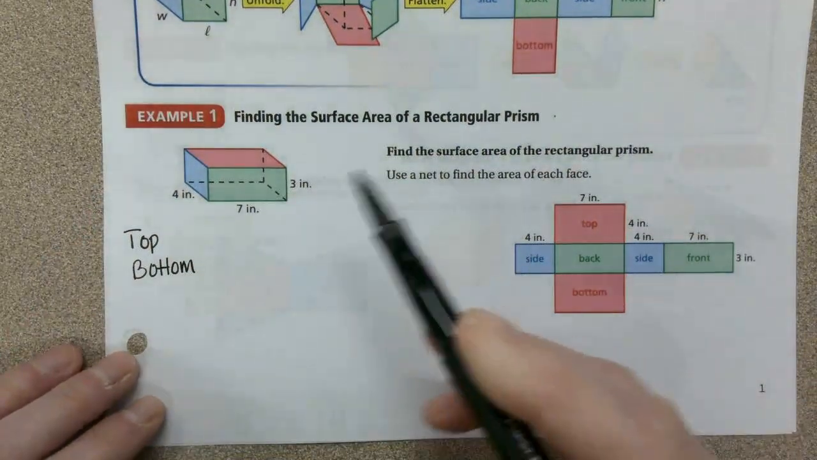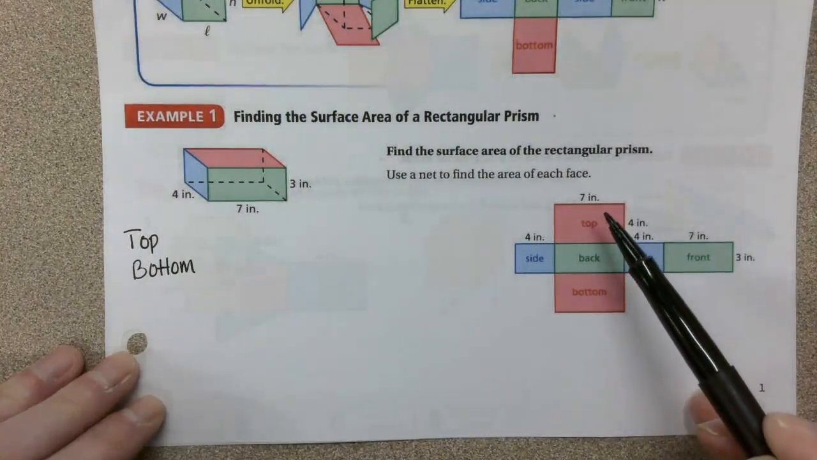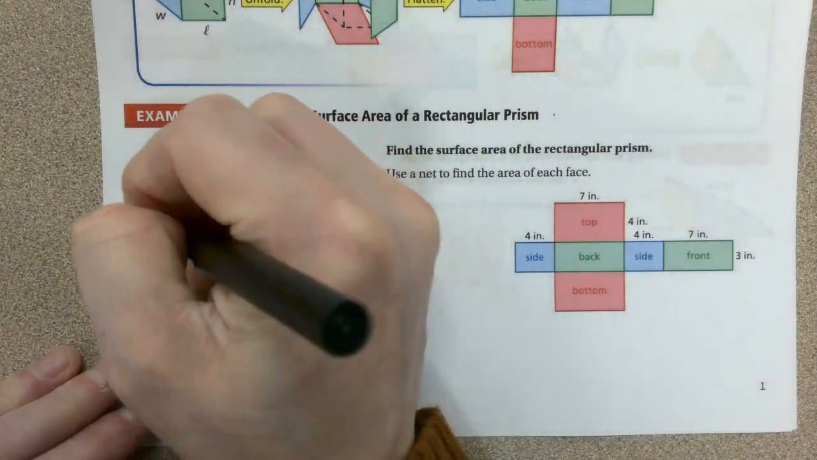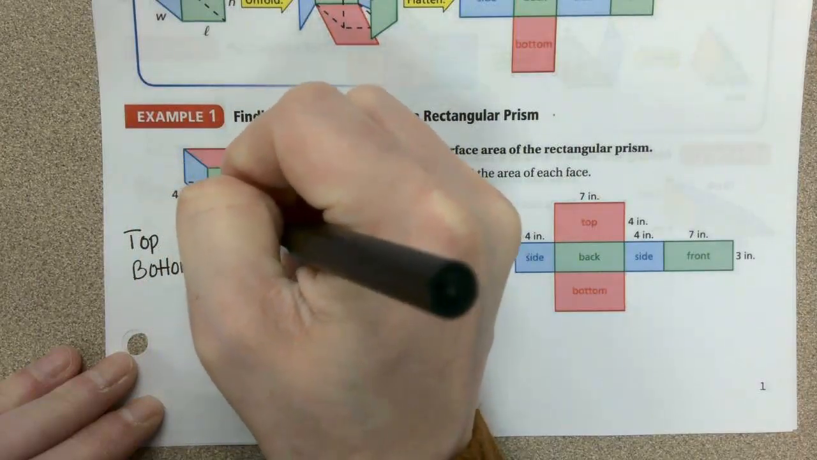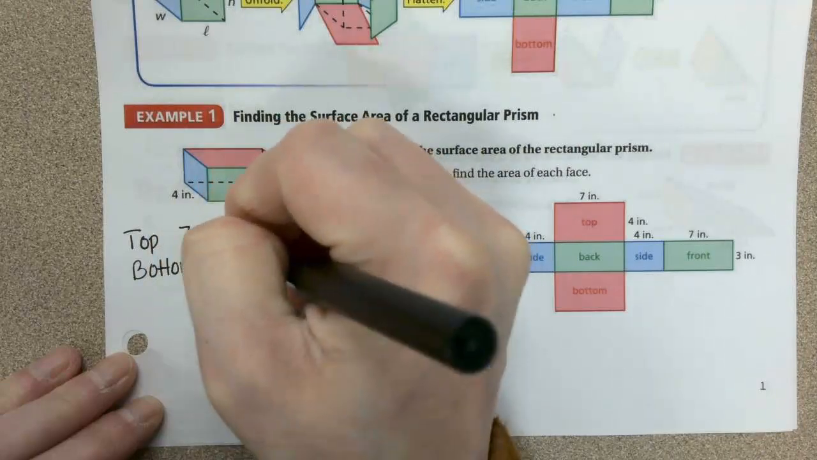The top and bottom are both the same as we can see in the three-dimensional figure, and they are 7 by 4 inches. So for top and bottom, I'm going to put 7 times 4. The area of the top is 28. The area of the bottom is 28.